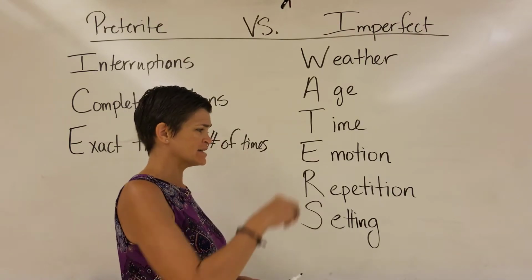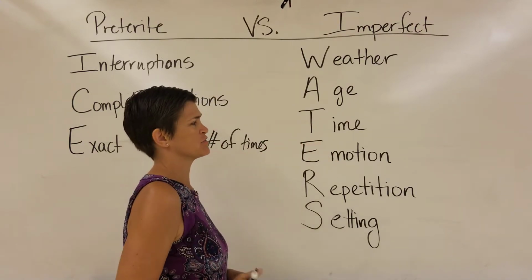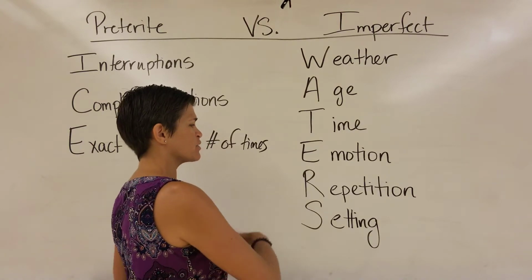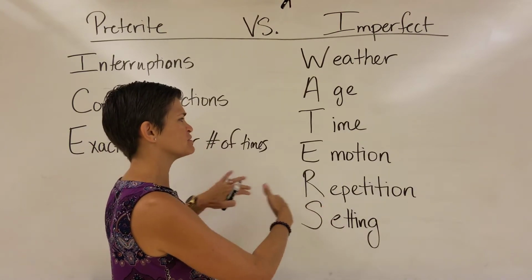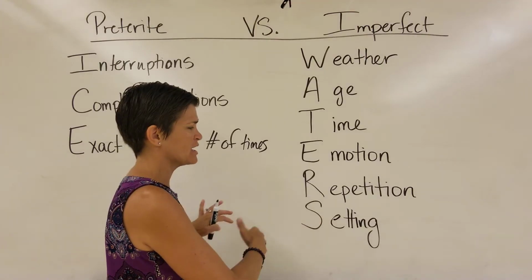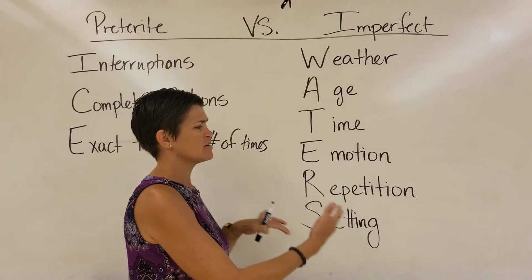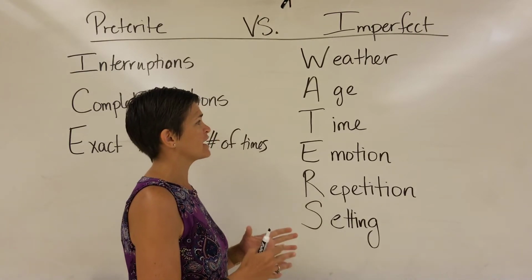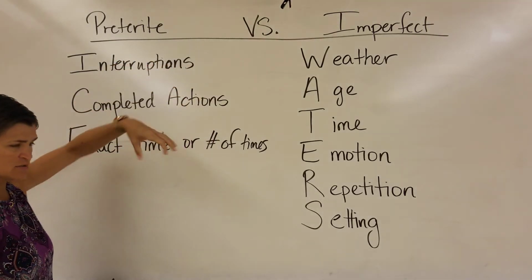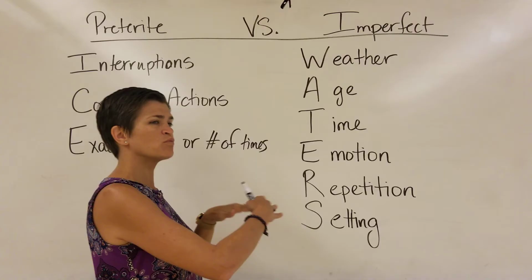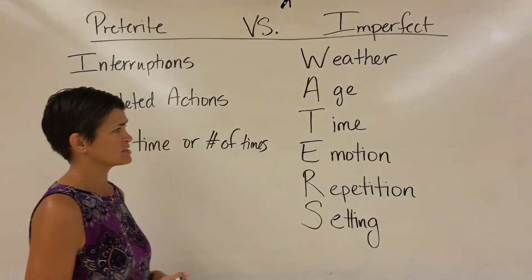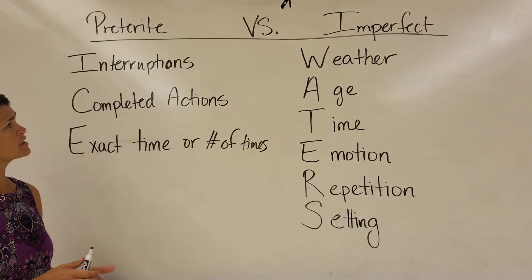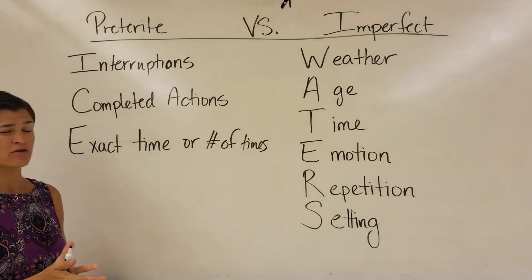None of that is a plop of ice into our story. It's just saying the weather was this, and he was this old, and it was this time, and I felt this way, and this happened in a nice, peaceful town. And none of that is an ice plopping into our story, but rather the water that runs through it. So that's how we're going to differentiate between preterite and imperfect for now.